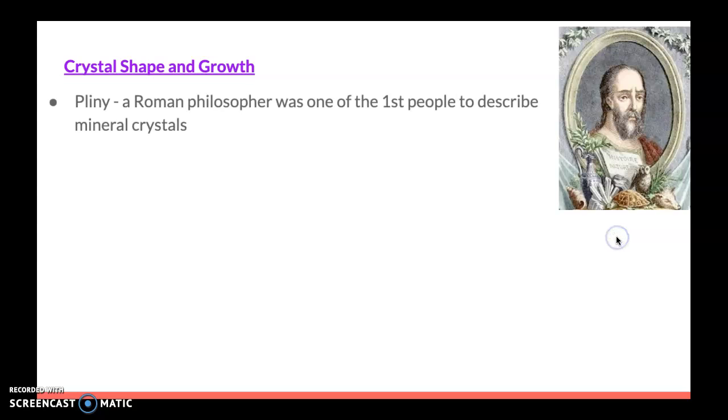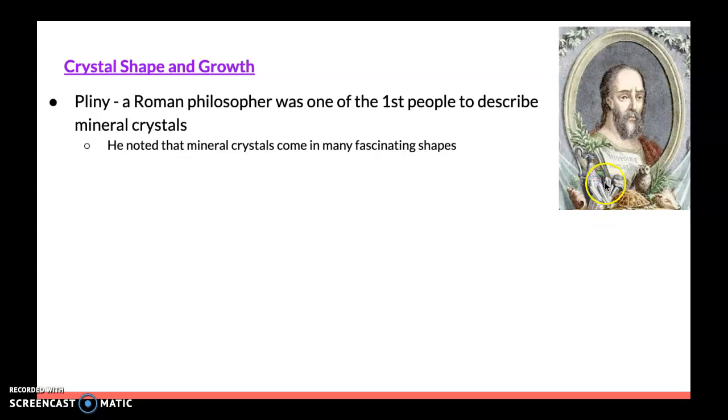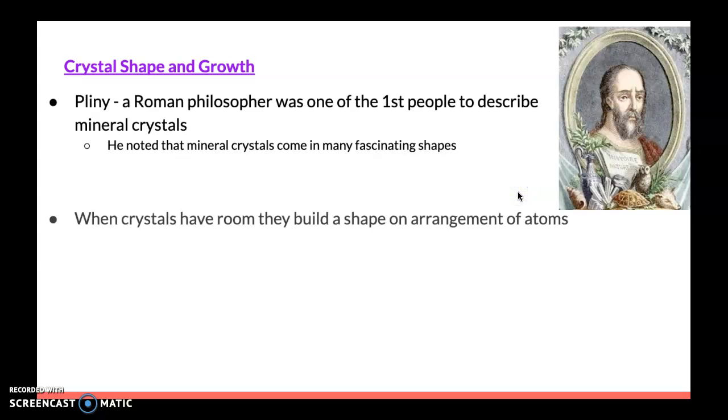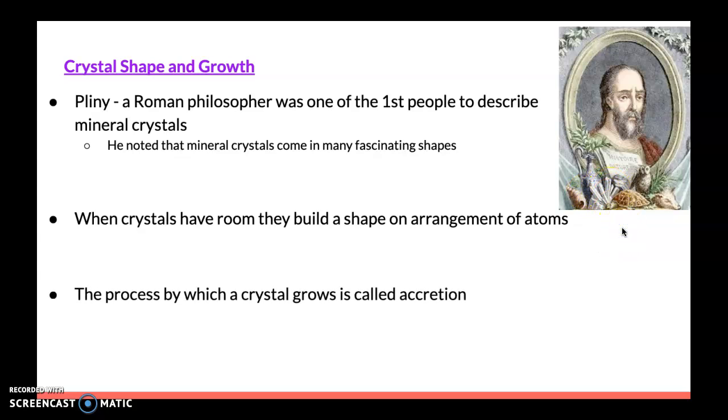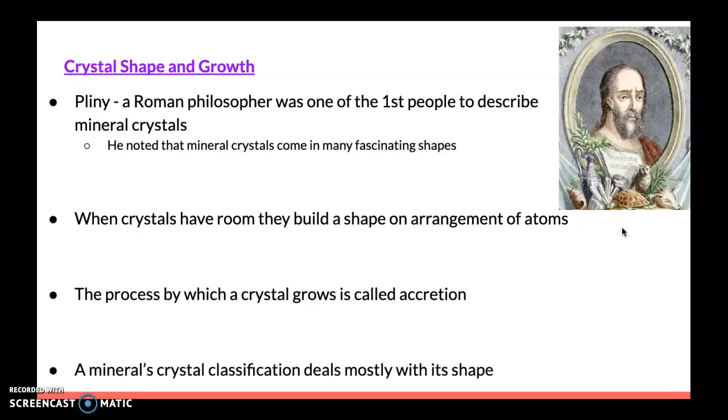Then the next grouping is the crystal shape and growth. Pliny, the Roman philosopher, was one of the first people to describe mineral crystals, and that's a picture of him right there. You can actually see some of the crystals in his picture. He noted that mineral crystals come in many fascinating shapes. When crystals have room, they build a shape in the arrangement of the atoms, and that's what you're seeing here. The process by which a crystal grows is called accretion. A mineral's crystal classification deals mostly with its shape.